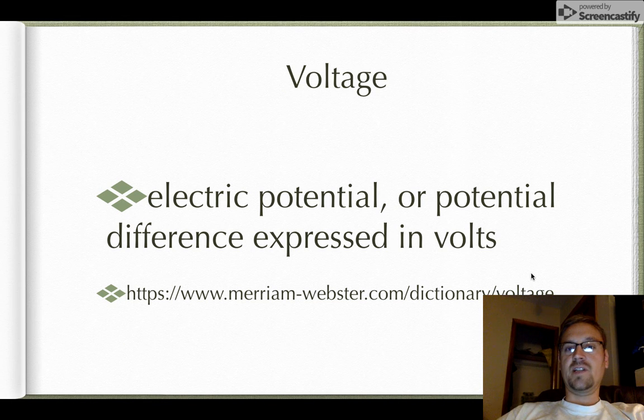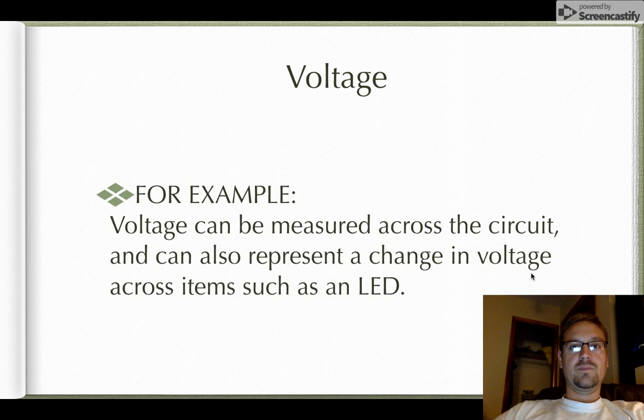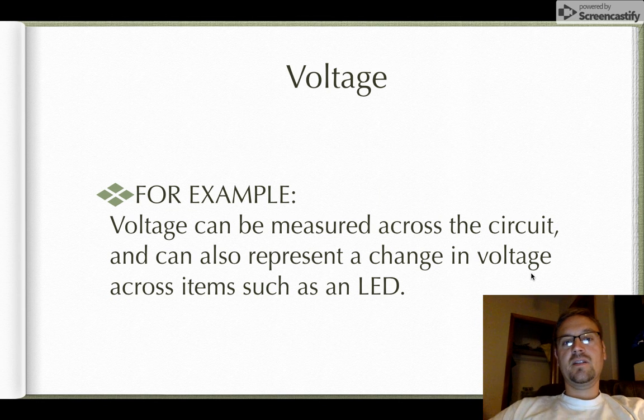Voltage. Voltage is an electrical potential or potential difference expressed in volts. So just remember, voltage is a potential of electricity. We can measure voltage across a circuit, across a battery, or across a component of a circuit. Like across the positive and negative legs of an LED, we can measure that.